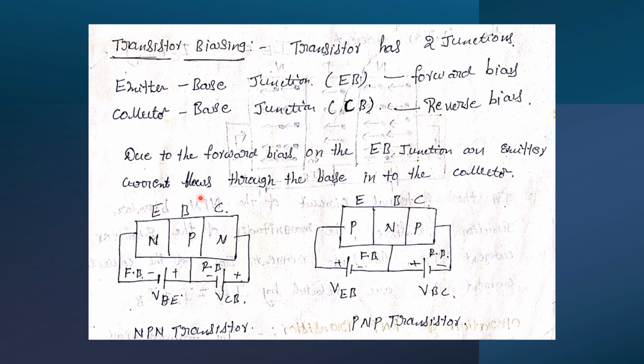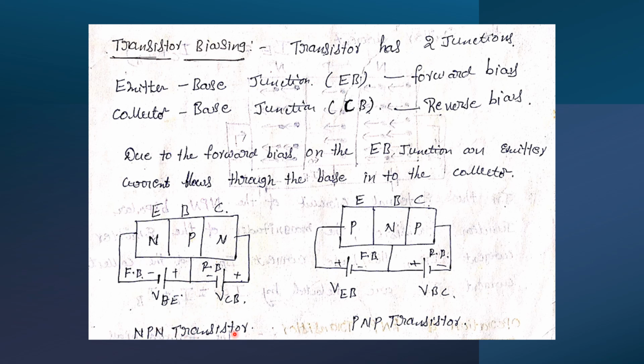To act as an amplifier, the transistor is always connected with the input junction forward biased and the output junction reverse biased. For any transistor, NPN transistor or PNP transistor, to act as an amplifier, the input junction is always connected to forward bias, output junction is always connected to reverse bias.